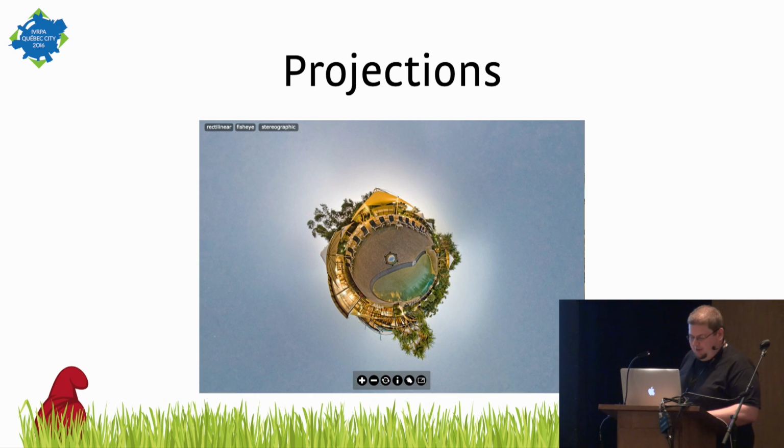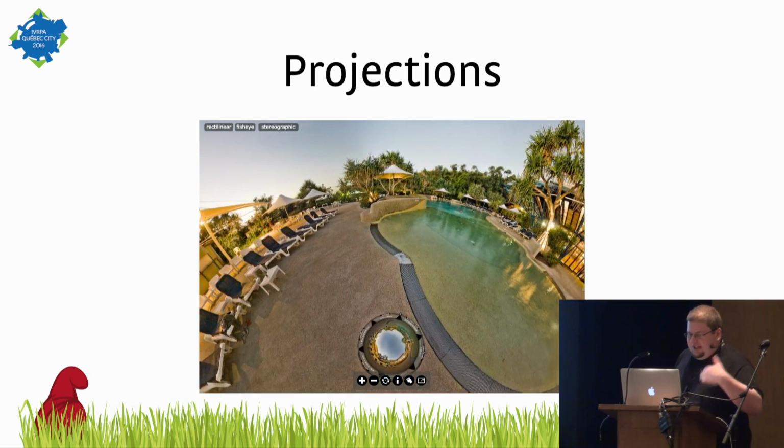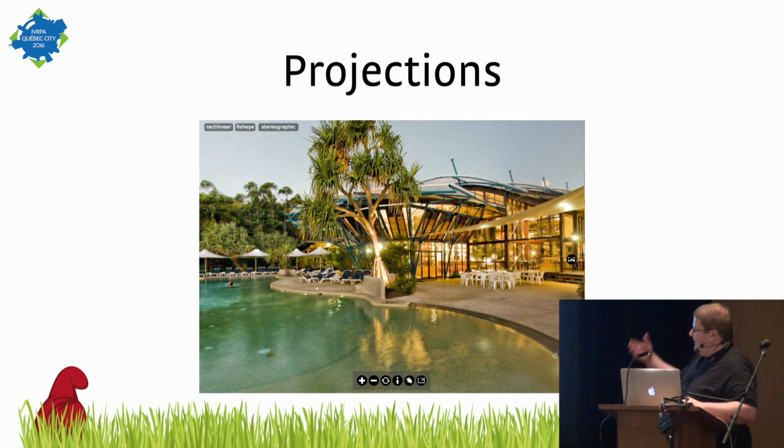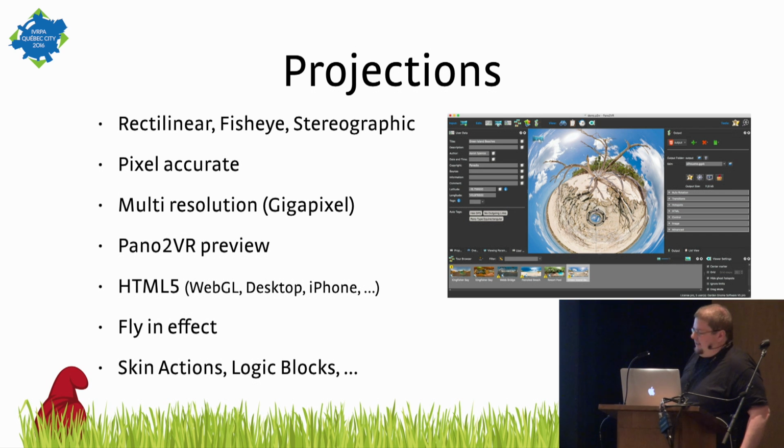The next new feature is projections. We can now make this flying effect that you may know from other players. The projections are rectilinear, fisheye, and stereographic. They are pixel accurate, which means you don't have wavy lines like on mesh-based players; the image is really remapped correctly. So straight lines are perfect curves and don't have squiggly lines in there. It supports multi-resolution, so this works fine with gigapixel panoramas. The projections are available in the preview player within the software, but also on the export.